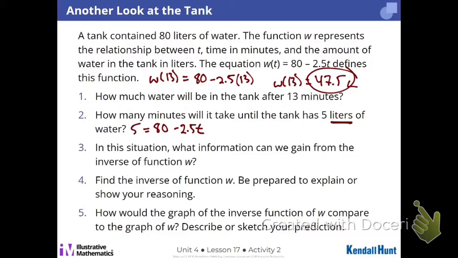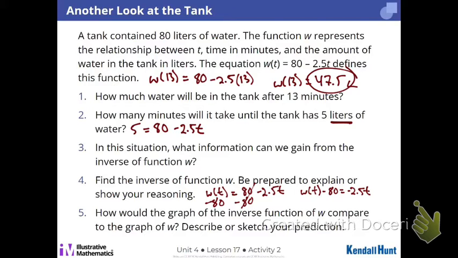So to find the inverse, I'm going to start with my W of t equals 80 minus 2.5t. And like you guys just said, to find t on number 2, the first thing we would do is subtract 80. Everybody follows? If you don't have this, you need to be having it. So that's where I'm at right now. W of t minus 80 equals negative 2.5 times the time.